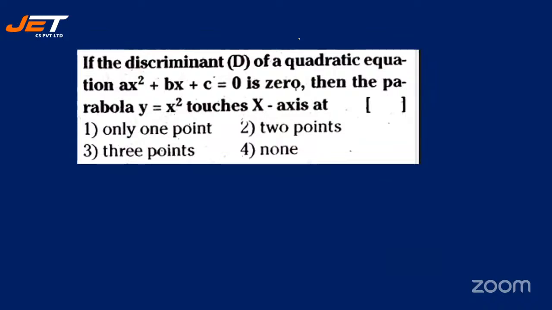If the discriminant of the quadratic equation x square plus bx plus c is equal to 0 is 4, then the parabola y is equal to x square touches x-axis at dash. Only 1 point, 2 points, 3 points, or none. So it touches only 1 point.